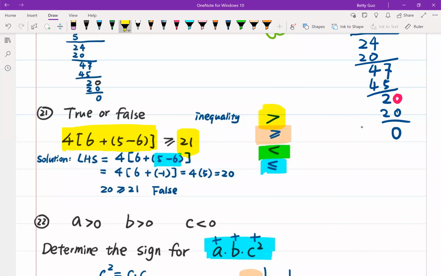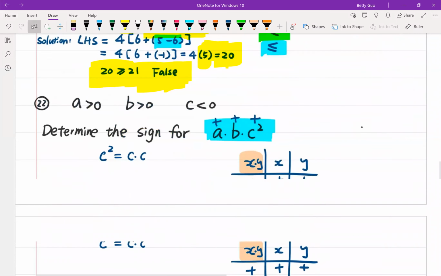Inside the parentheses, the blue part, we have 5 minus 6. That gives you -1. And then we see what's inside the bracket. In the bracket, we have 6 plus -1. That is 6 minus 1, which is 5. 4 times 5 gives you 20. Left hand side is 20, right hand side is 21. 20 is bigger than or equal to 21 is a false statement. So the original inequality is false as well.